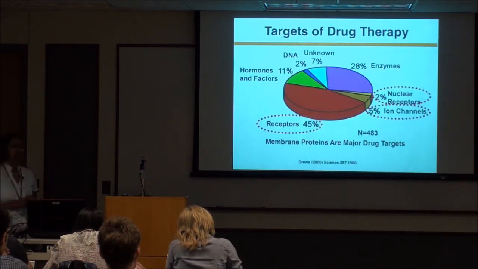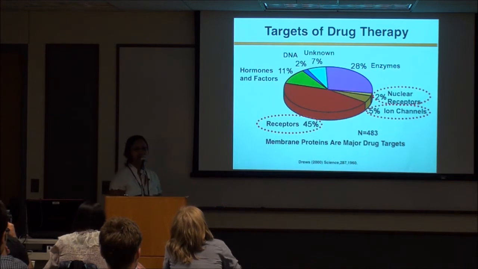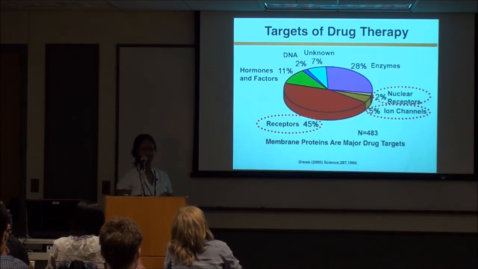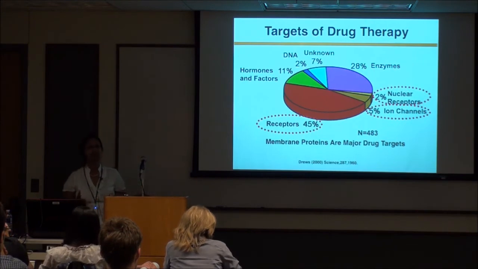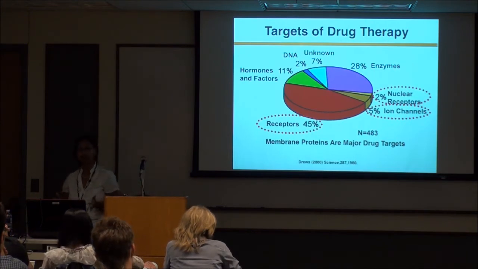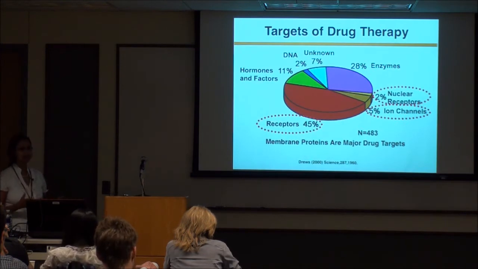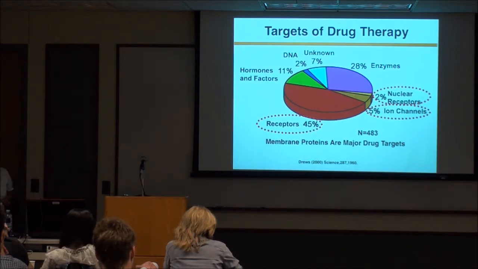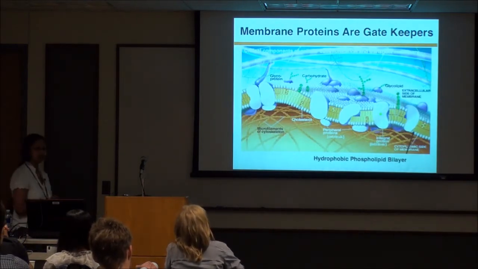So this shows the targets of the current drug therapy, and you can see that more than 50% of these major targets are membrane proteins. But in our body, we just have 20 to 30% proteins that are membrane proteins. So that means that they are very important targets, and naturally the question arises, why? Why are they such important targets? What do these membrane proteins do?